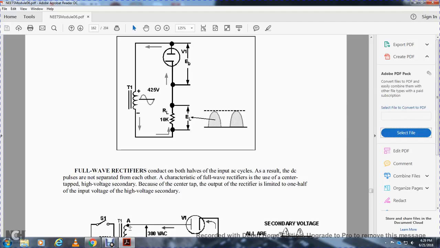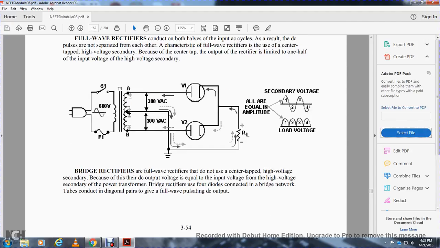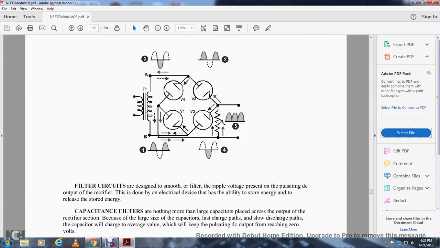The characteristics of the full-wave rectifier use a center tap on the high voltage secondary. Because of the center tap, the output of the rectifier is limited to one half of the input voltage of the high voltage secondary. A bridge rectifier, a full-wave rectifier, does not use a center tap on the high voltage secondary, because the DC output voltage is equal to the input voltage of the high voltage secondary of the power transformer. Bridge rectifiers use four diodes connected in a bridge network, and two conduct as a diagonal pair to give the full-wave pulsating DC output.